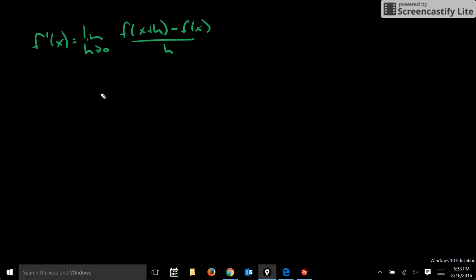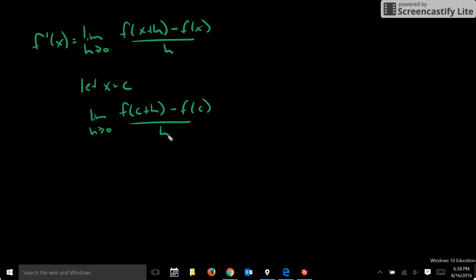Okay, so we're just going to rename some things. First, I'm going to say let x equal c, because I prefer c instead of x. That's the only reason I'm doing this. I'm not really changing anything, all I'm doing is renaming. So I still have the limit as h approaches 0 of f of c plus h minus f of c over h. All right, so far it looks pretty good.